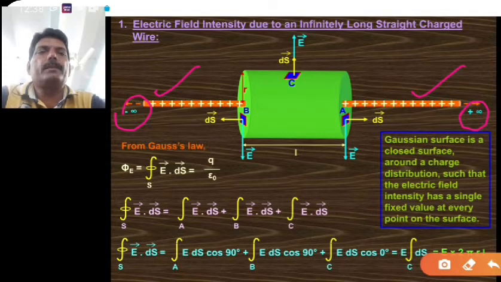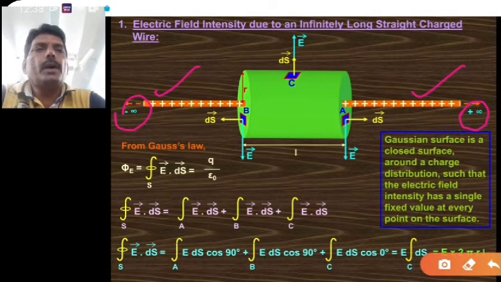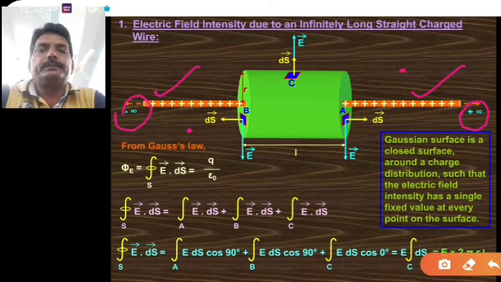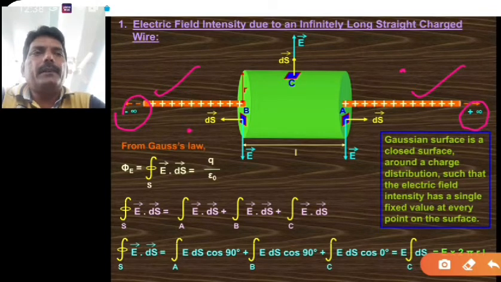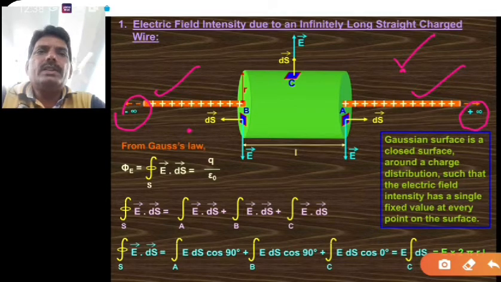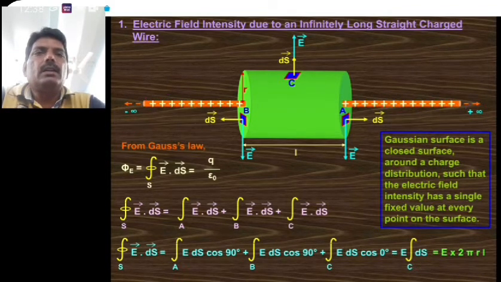You have to find the electric field intensity at any point near this charged wire. So what is the procedure for that? The thing is very simple. First of all, if you want to find the electric field intensity at this particular point, you have to consider a Gaussian surface in such a way that it will enclose the charge of this line. For example, I have used a cylindrical Gaussian surface here.